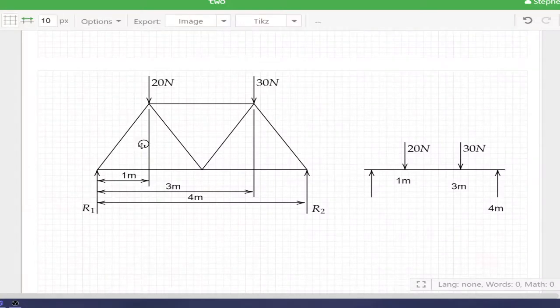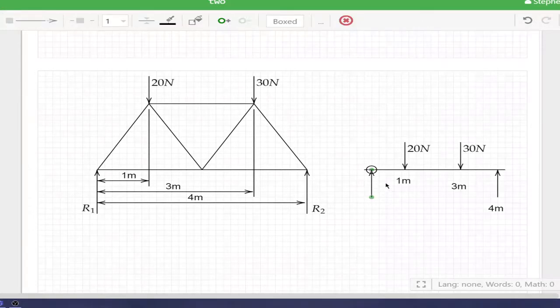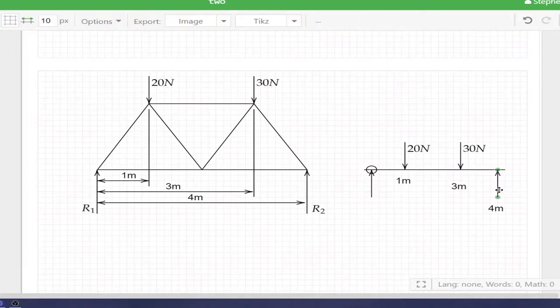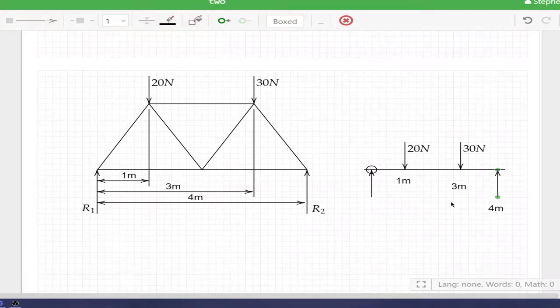So how do we do that? Well, we take moments about a point, and we usually do that about one of the reaction forces. So let's take moments about reaction force 1 here. So the distance from reaction force 1 to the point we're taking moments about is 0, and so it drops out of the equation. So we can find reaction force 2 because that's the only thing we don't know.